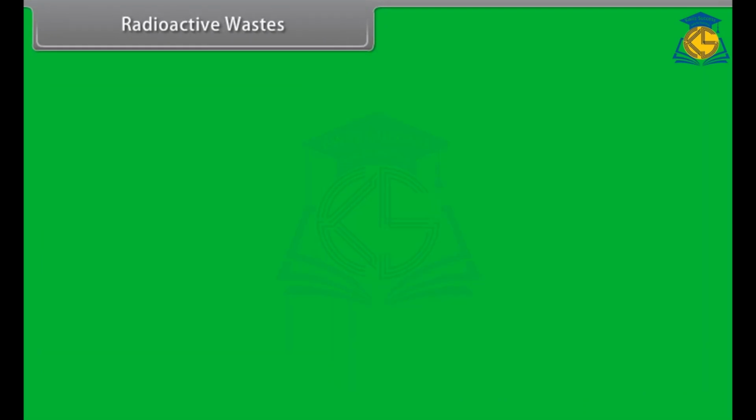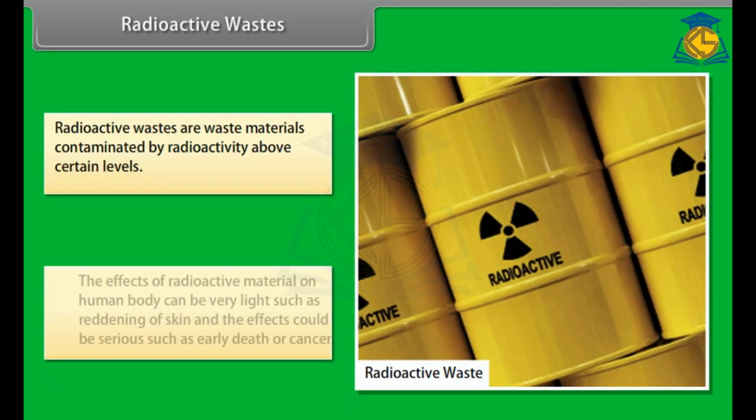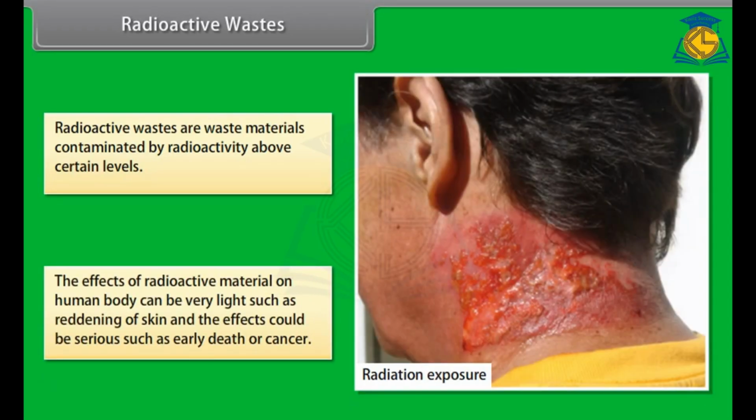Radioactive wastes. Radioactive wastes are waste materials contaminated by radioactivity above certain levels. The effects of radioactive material on the human body can be very light, such as reddening of skin, or they could be serious, such as early death or cancer.